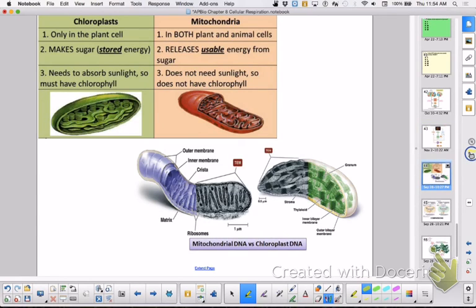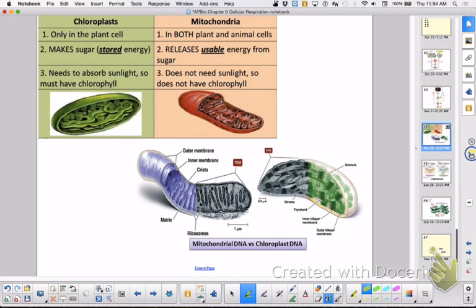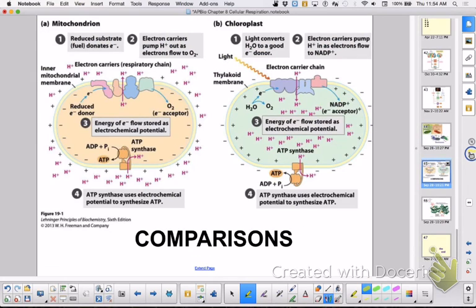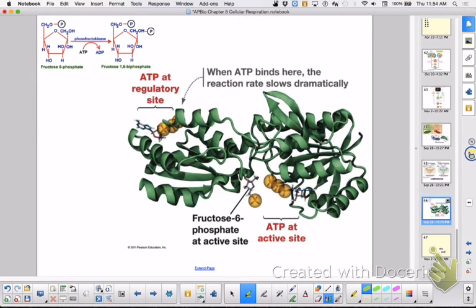This I have already put up, just comparing the 2, chloroplasts and mitochondria. We've done that several times. That's just a scary diagram. We don't have to pay attention to that. But this I want to talk to you about. Now go in your notes quickly because we still have our quiz too.